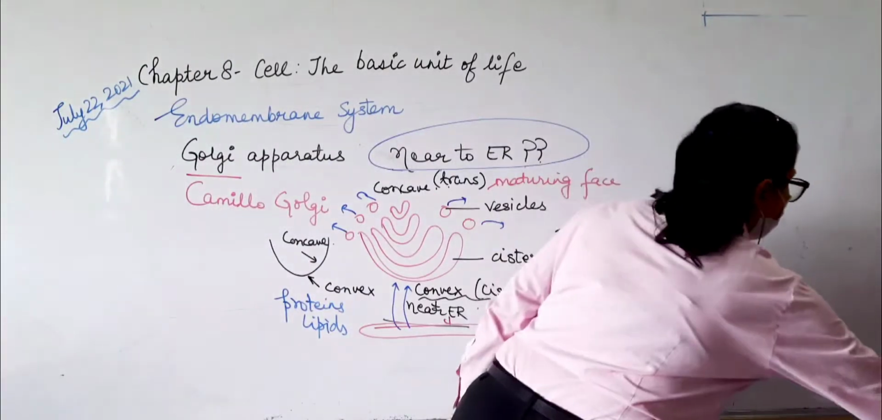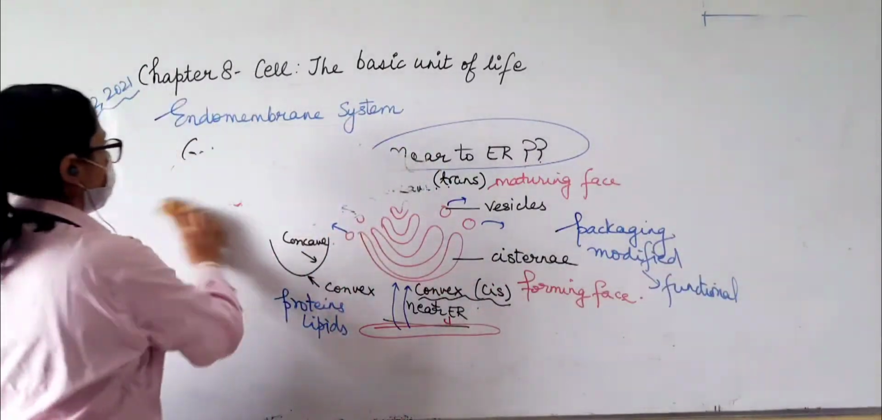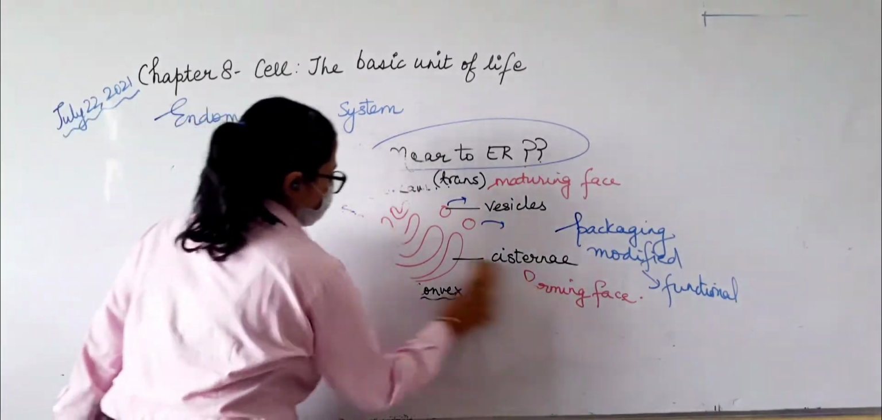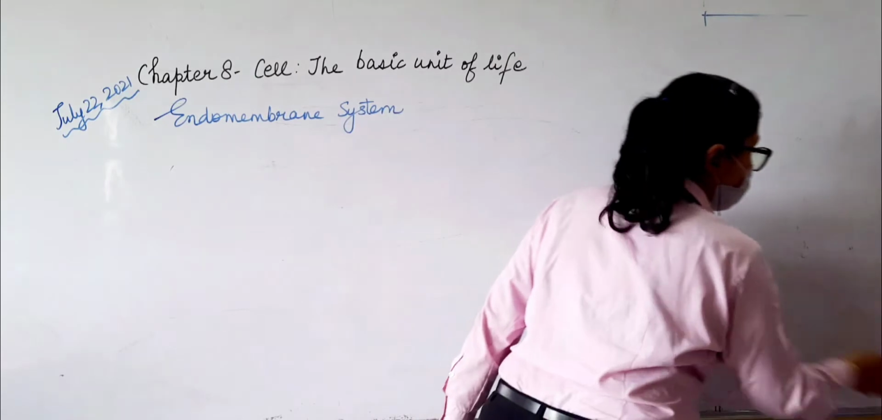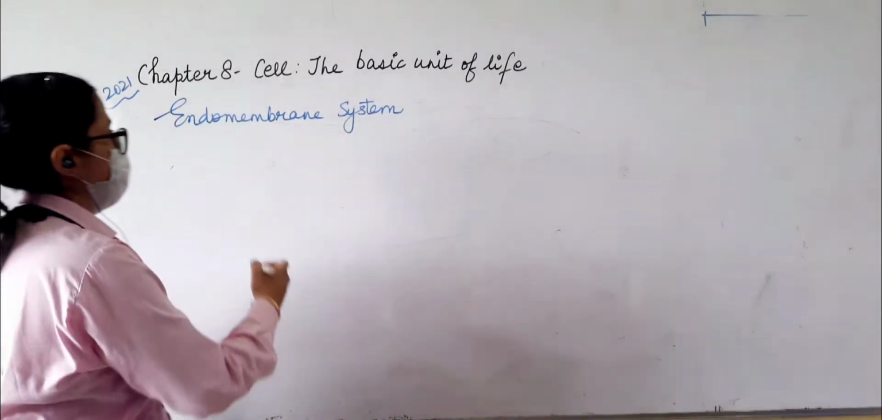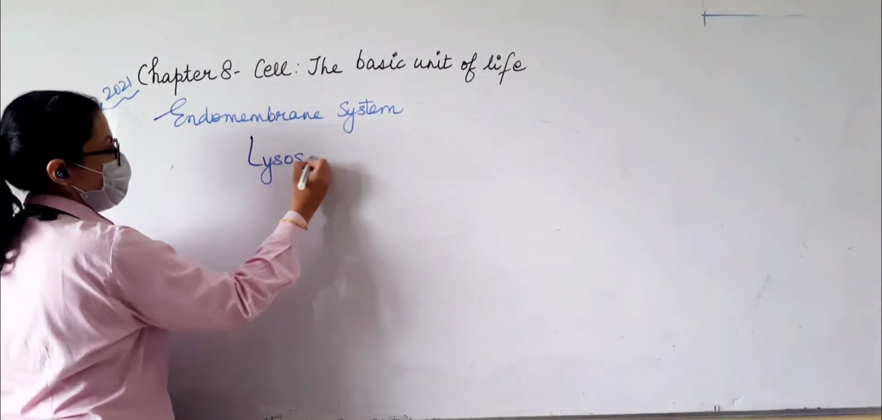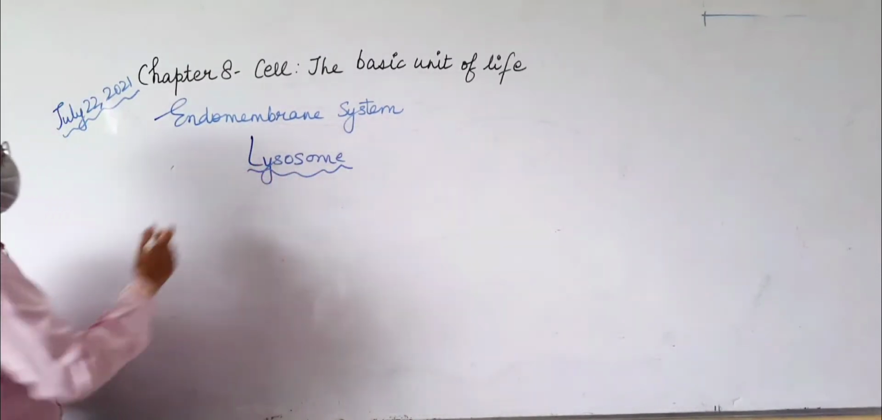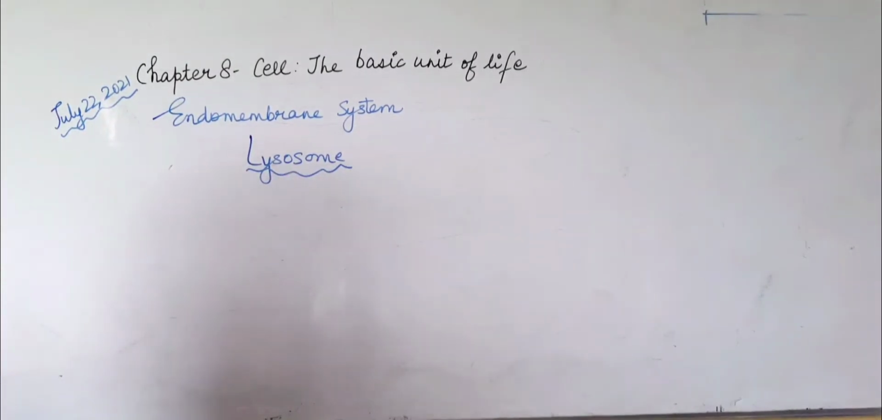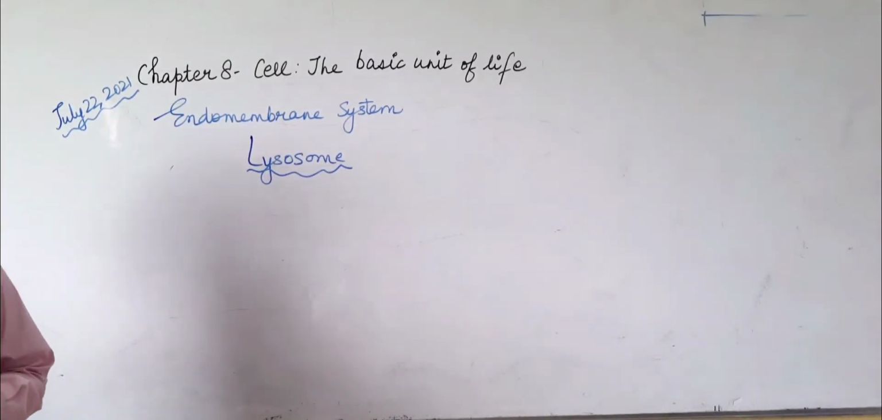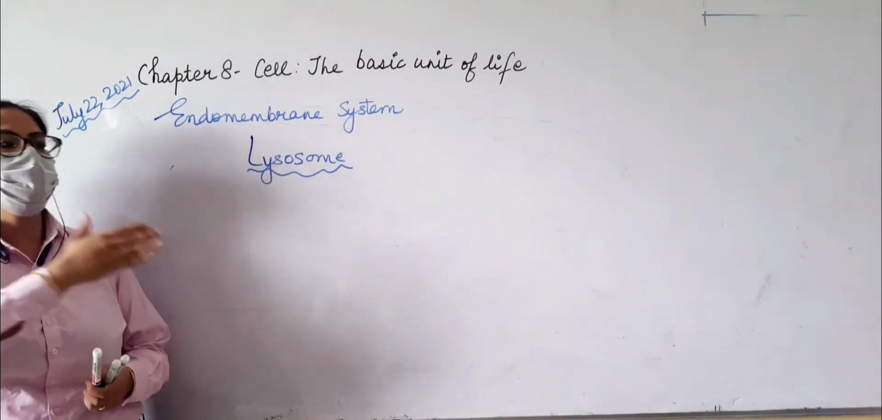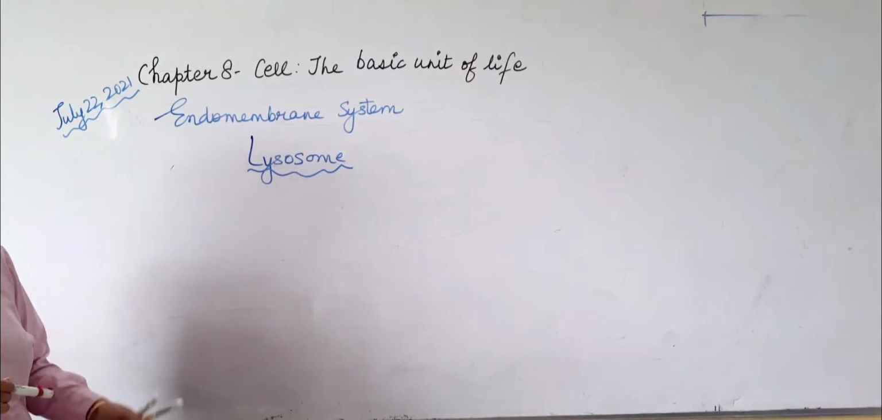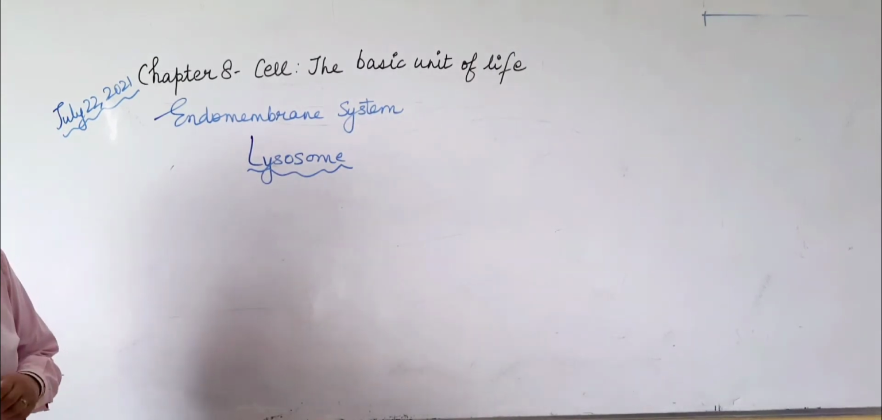Next cell organelle we will see, that is lysosome. Now lysosomes actually are the suicidal bags of the cell. Why suicidal bags? Because these contain characteristic enzymes. In case of stress to a cell, what will happen? This will start secreting those enzymes and it will start degrading the cell itself. So that is why suicide, self-killing, autolysis.